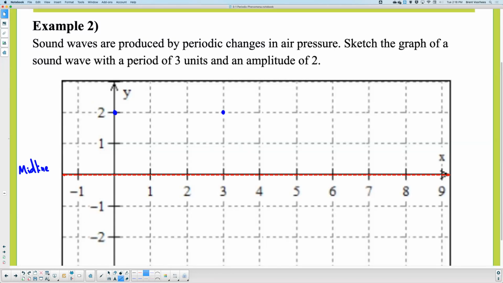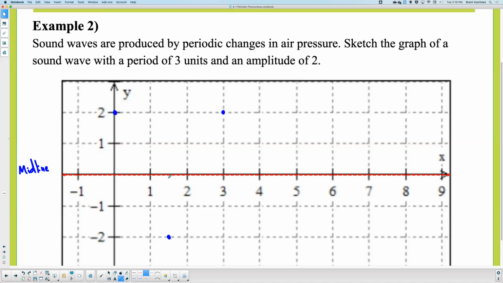Follow? Now, just to make it as basic as possible, I'm going to put the minimum at the middle of these 2 points. Now, if this is 0, 2, this is 3, 2. What's the very middle? 1.5. It's going to be 1.5, and this needs to be the minimum. How low should this graph travel? To -2. It needs to have 2 units this way and 2 units this way from the midline. And so I'm going to connect the points along the way.